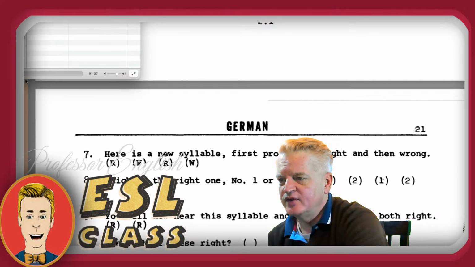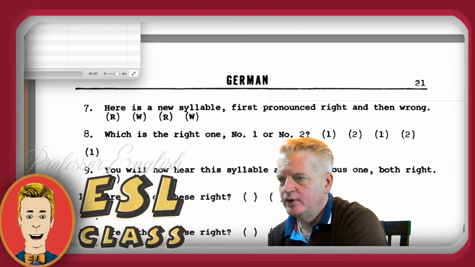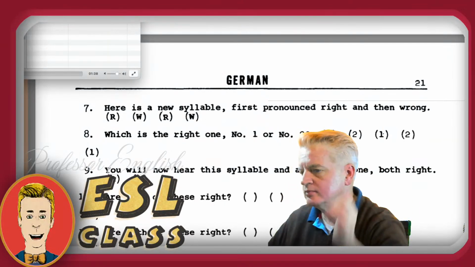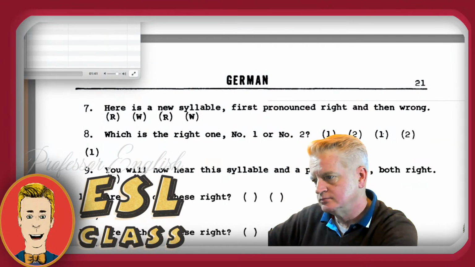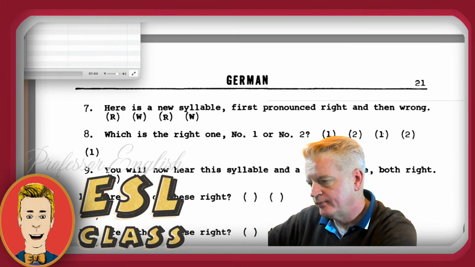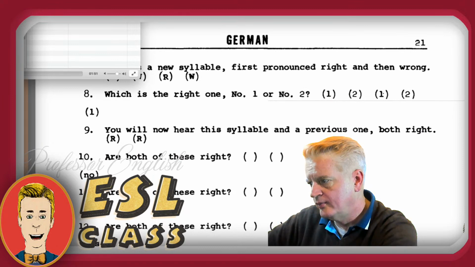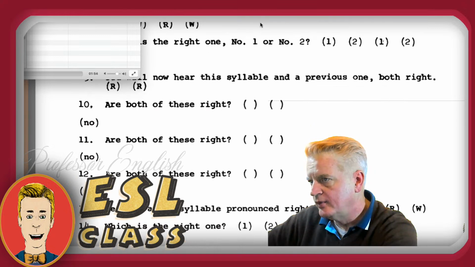9. You will now hear this syllable and a previous one, both right. She, V. 10. Are both of these right? She, V. No. 11. Are both of these right? She, V. 12. She, V. These are both right.